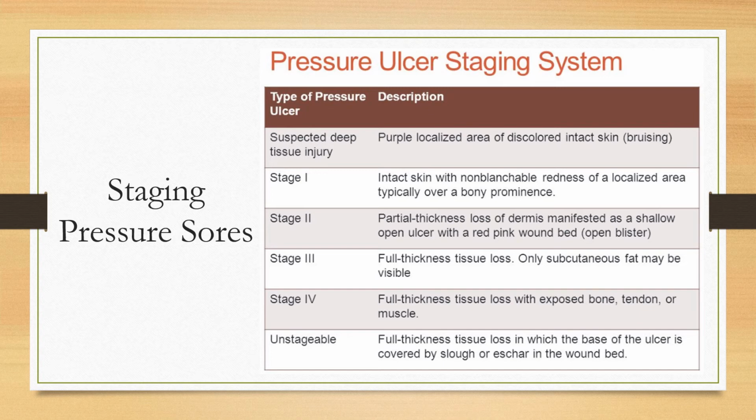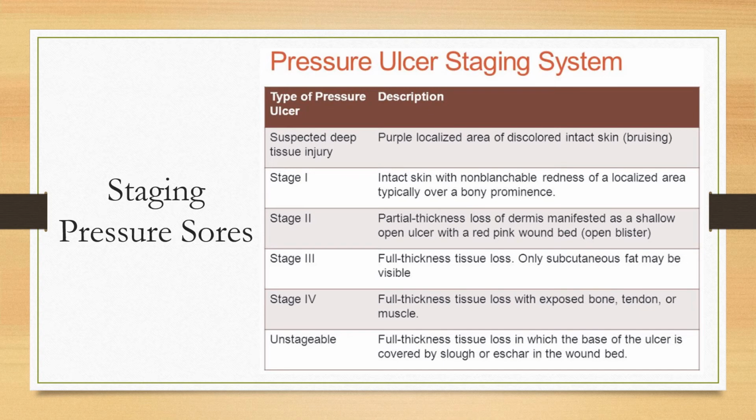Stage 3, full thickness, right? So it's now through the dermis, and it's deeper. It's into the subcutaneous fat. Okay, so more serious. And then finally, a stage 4 ulcer where we can now see tendons or bone below or muscle that's below the subcutaneous fat. Okay, so just classify those in your mind.